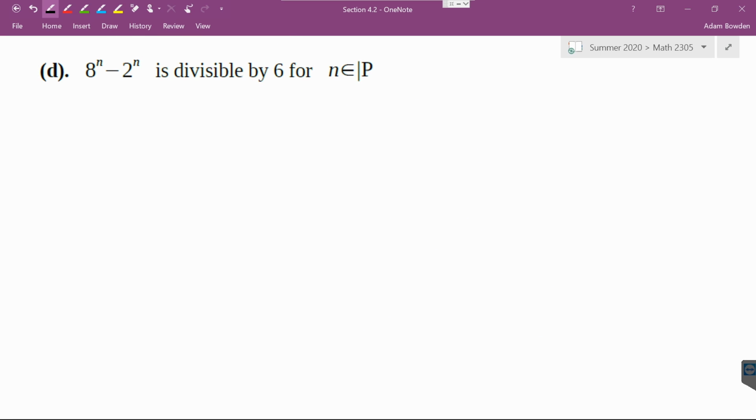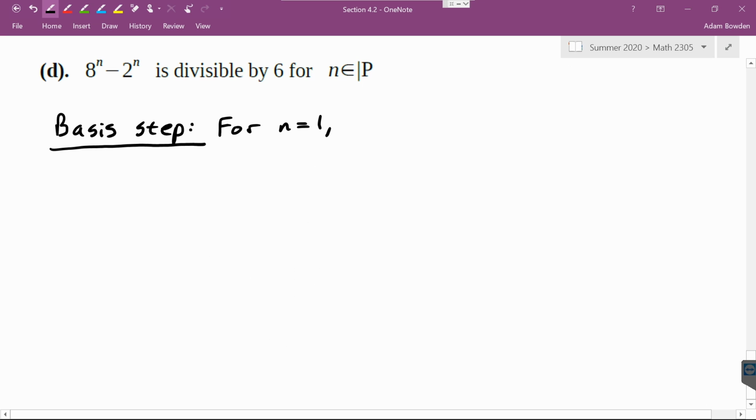Now this next one we're going to do is prove that 8 to the n minus 2 to the n is divisible by 6 for all n in the positive integers. So the first thing I'm going to do is the basis step, which is to verify for the first number for n, in this case n equals 1. 8 to the 1 minus 2 to the 1 is equal to 6. So that verifies that it's true for n equals 1.